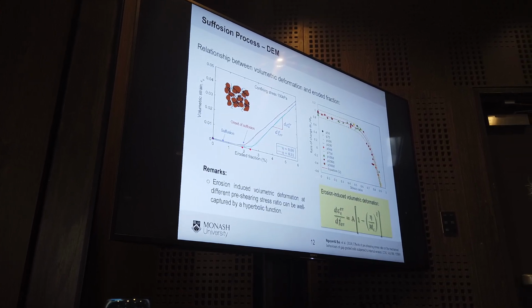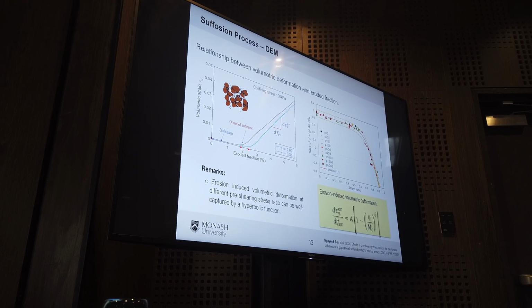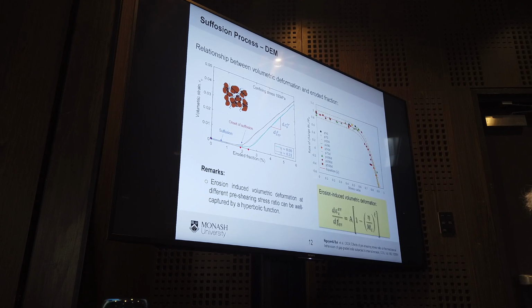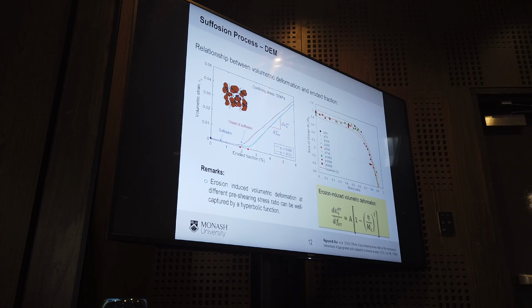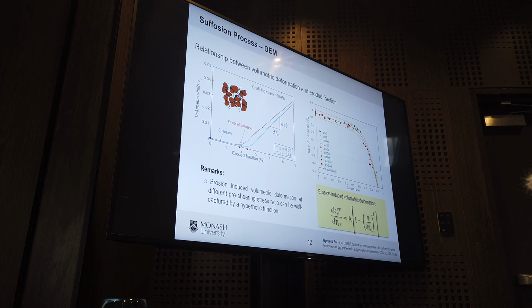And finally, we have a mechanical behavior and we have the mass loss. So we need to link them to describe how the mass loss is causing the deformation. So again, we're using the DEM and we plot the gradient of this curve with respect to different stress ratios, and we were able to link the mass loss with the volumetric deformation of the soil. And this is highly dependent on the pre-shearing stress ratio.